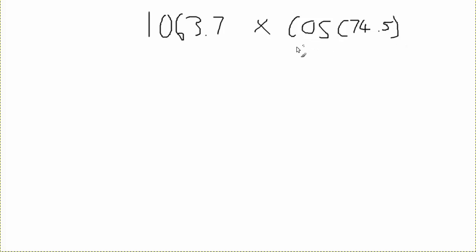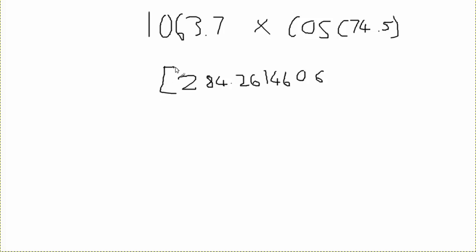This is a horizontal, so we use cosine. Watch the 4th tutorial if you don't get that. So, if we were to calculate that, we'd do 1,063.7, assuming this is the hypotenuse of the triangle, multiply it by the cosine of 74.5, and that would give us a big number. It would give us 284.2614606.